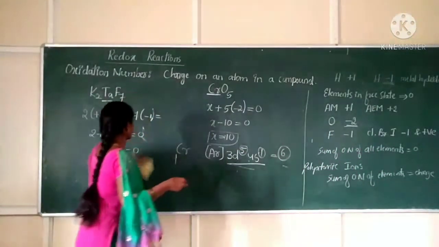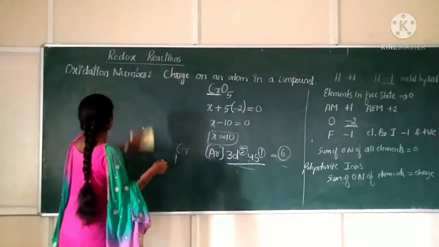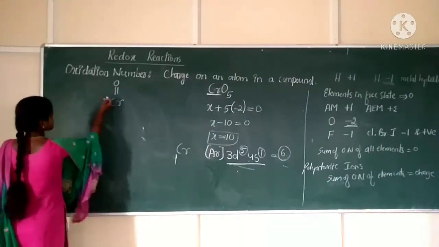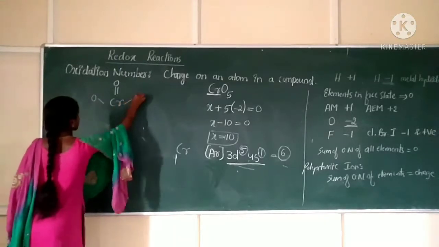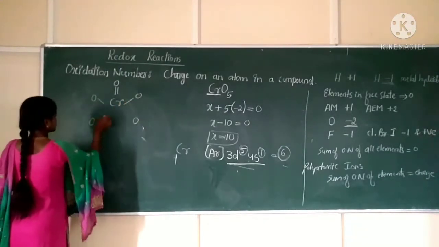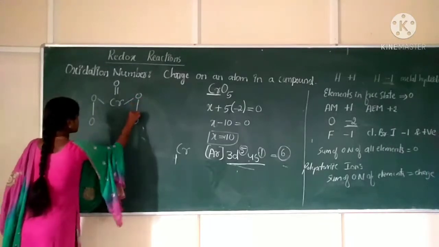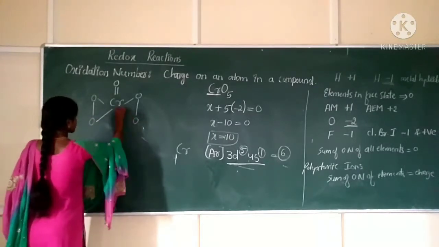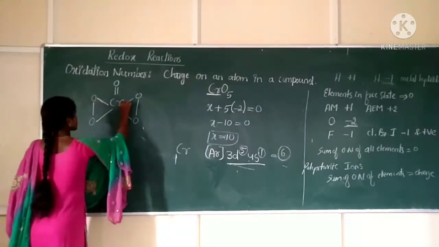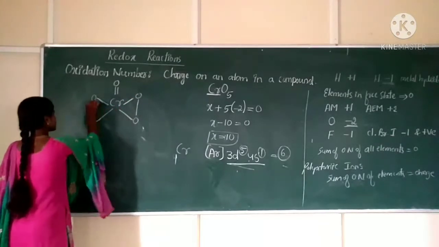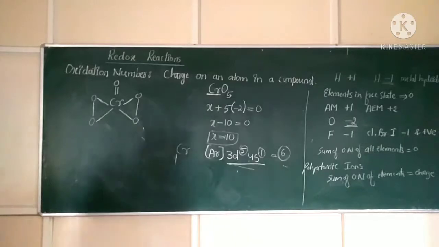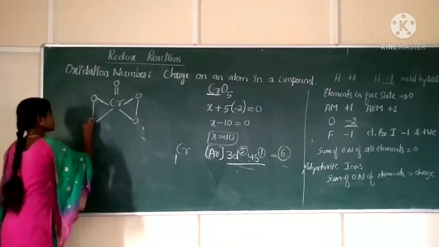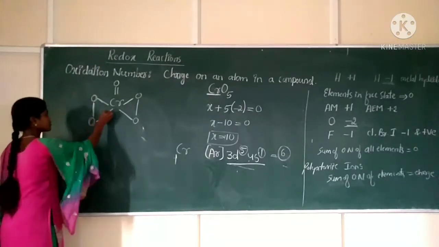So we have a structure. Chromium has this type of structure. Chromium, double bond oxygen, oxygen, oxygen, oxygen, oxygen. Oxygen here has a double bond, but these 4 oxygens have which linkage? Peroxy linkage.